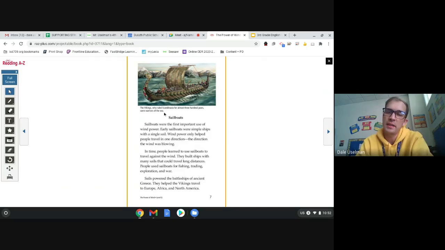So I'm going to give you a second to think about. There was for sure at least one cause and effect relationship on this page. Can you identify what it was?